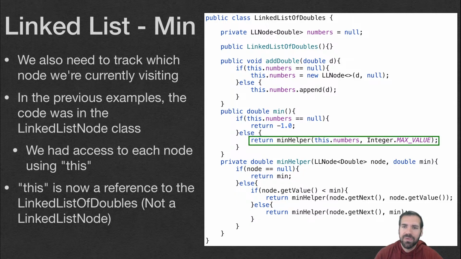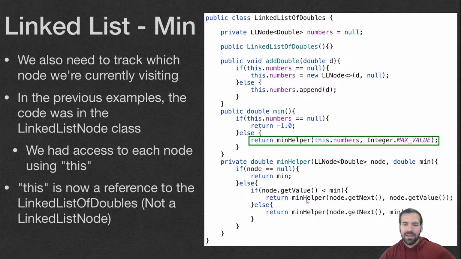We can't leverage the keyword this, because this is always going to be a reference to the same linked list of doubles object, the same song object. It's just not useful to us anymore. So we're not using the keyword this, because we can't. It's not doing it for us. So instead of using the keyword this, we're going to move the reference to the linked list node that we're currently visiting to a parameter, start at the head of the list, and then make our recursive calls on get next to be able to advance to the next node.